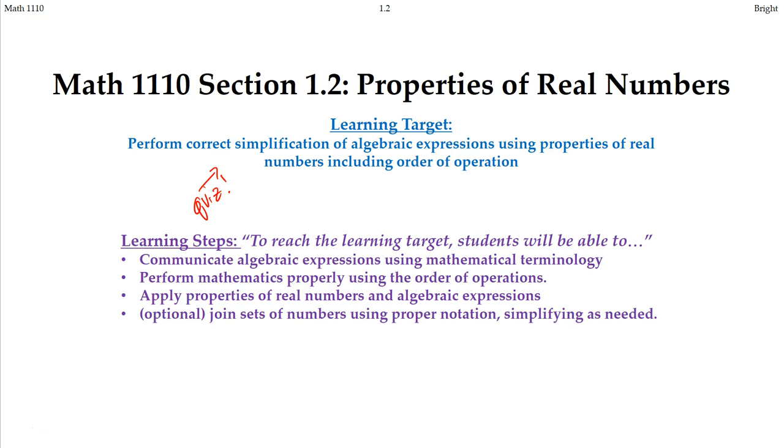Now, to reach that learning target, we're going to do some steps, and they correspond pretty much to the videos that you're going to see. In this first video, we're going to talk about mathematical terminology. Boring stuff, but required. We need to be able to use the language properly, and you need to understand me when I'm talking to you in math. Then we're going to talk about order of operations. We remember that, but we maybe need a little bit of a refresher. And then we're going to use some properties of real numbers. Okay, so terminology, let's get started.